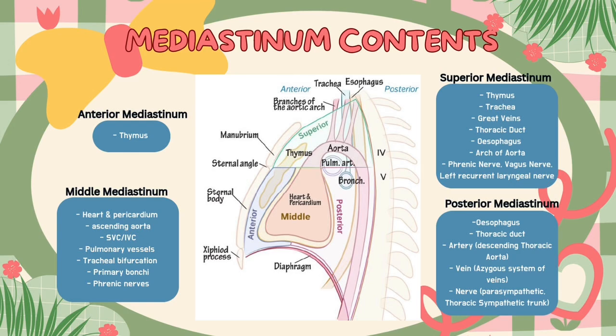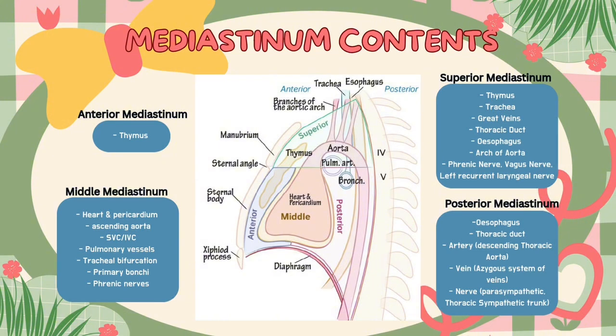Next, the superior mediastinum. The superior mediastinum is located above the horizontal plane between T4 and T5. It contains many vital structures including the thymus, trachea, esophagus, arch of aorta, great veins, thoracic duct, and important nerves such as the vagus nerve, phrenic nerve, and left recurrent laryngeal nerve. These structures are responsible for air passage, blood circulation, digestion, and nerve supply, making this region highly sensitive to compression or injury.